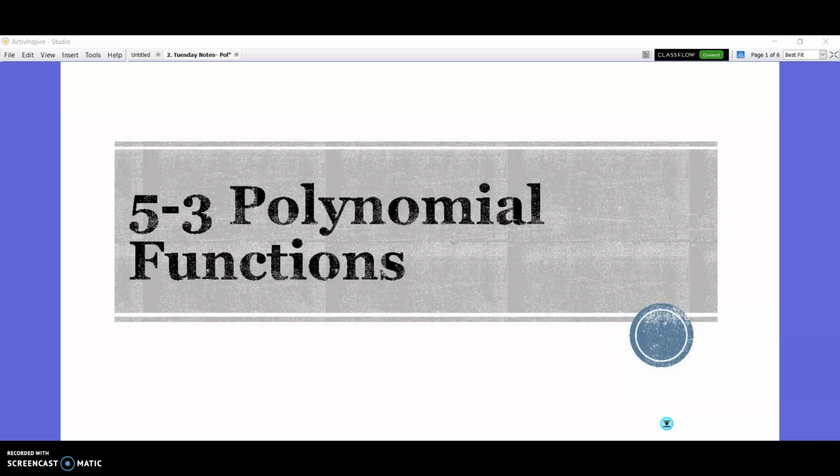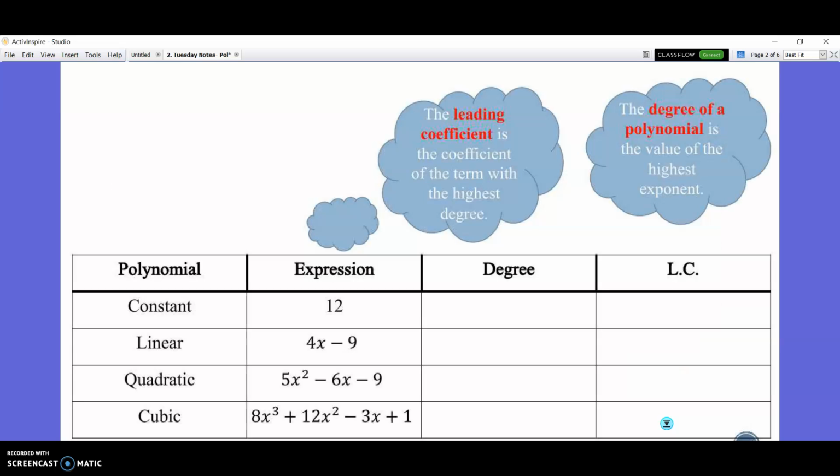Hello guys, today I want you to take down the notes for 5-3 polynomial functions and then complete the assignment in Google Classroom. Feel free to pause the video whenever you need to in order to write everything down. Rewatch the video as many times as you need to understand. So here I want you to pause the video so that you can copy down the chart.